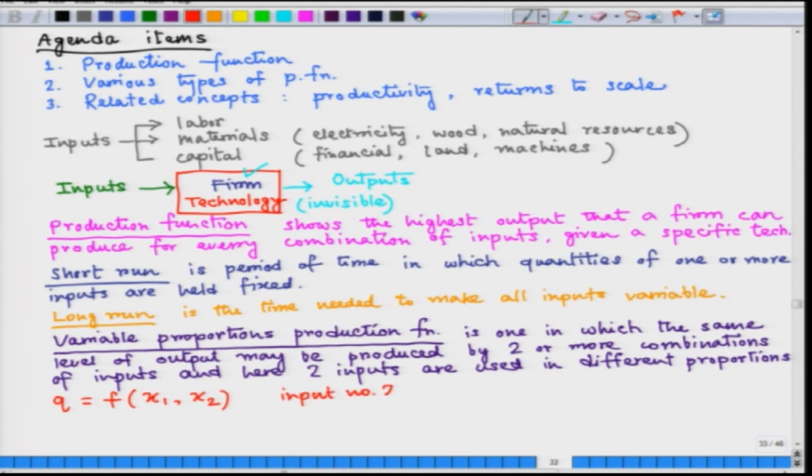number 2 is fixed in short run, then we have a short run production function given as Q equals f of x1 and x2 naught, where this x superscript naught 2, or x2 naught, is basically the fixed level of input 2.